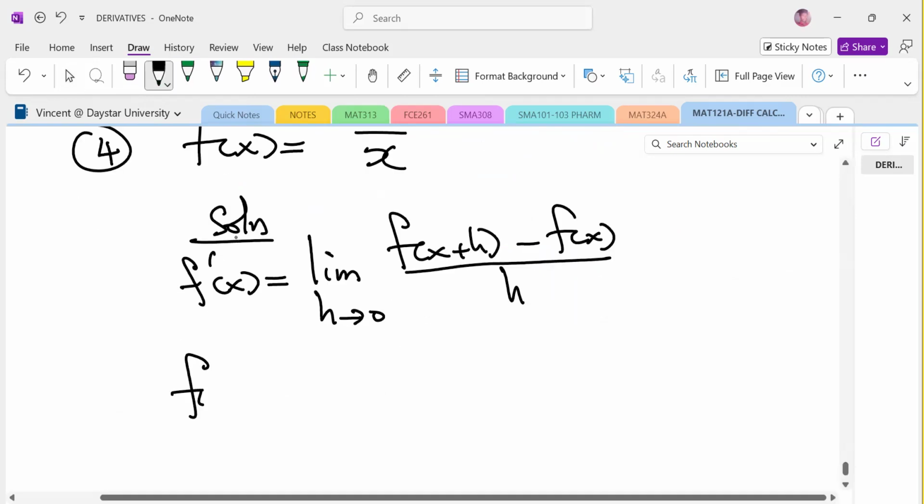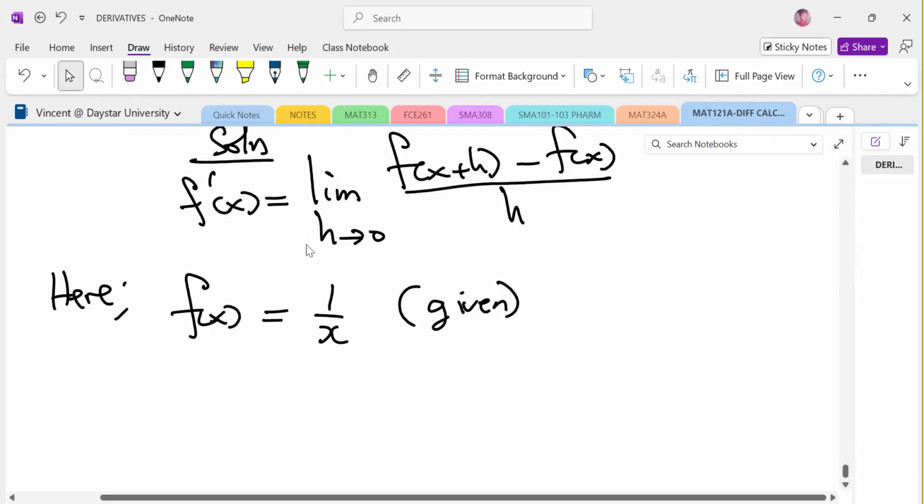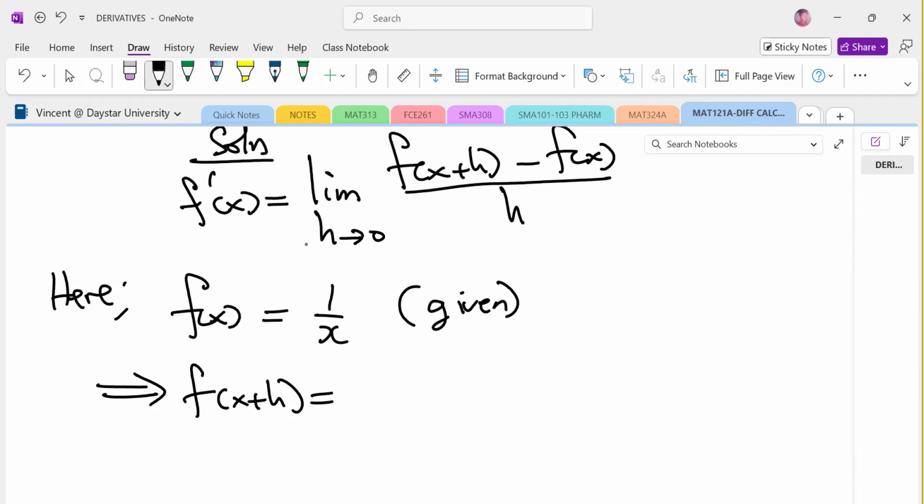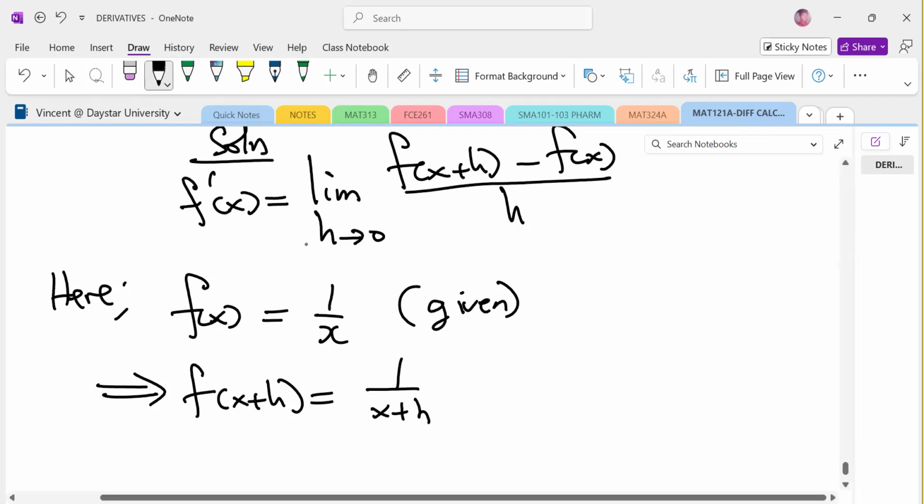Then f of x is given by 1 over x by definition. Now we define f of x plus h. What will be the value of f of x plus h in this case? Yeah, 1 over x plus h, correct. And it's in the simplest form the way it is.